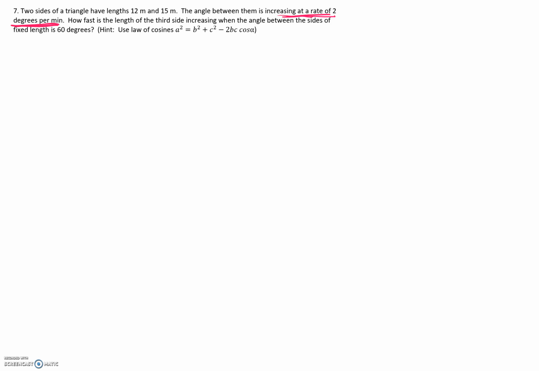I guess we have one side that's 12 meters and another side that's 15 meters. Those are fixed, they say, so they're not going to be changing. The angle between them is increasing at a rate of 2 degrees per minute. So d theta dt is given to us. The rate is given to us as 2 degrees per minute. I guess the sides are opening up and the angle is increasing.